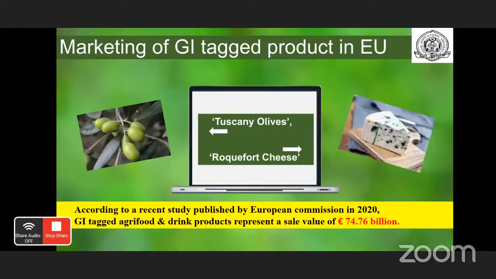In the European Union, they have sold GI tagged products worth €74.76 billion. So we can explore this particular market, this type of market. There is a huge market in the domestic as well as the international arena. So we can go for it.